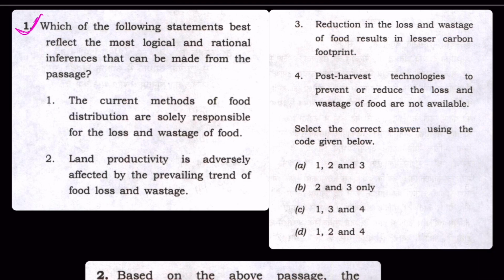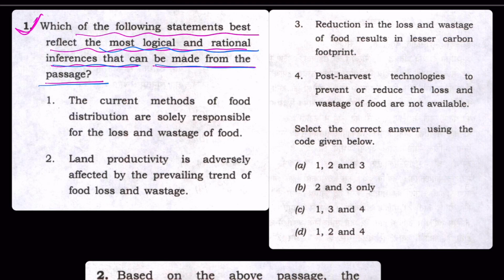Let's go to the first question. First of all, you have to read the passage once, because these passages are not very long, they are very short passages. Just go through once and go to the question, right? So which of the following statements best reflects the most logical and rational inference that can be made from the passage? Now see, you do not have to get distracted by these words. You just have to figure out what is the main idea, right? What is the inference, what the passage is going to talk about, and what exactly this passage is not talking about. That is also very important to rule out the wrong options, right?